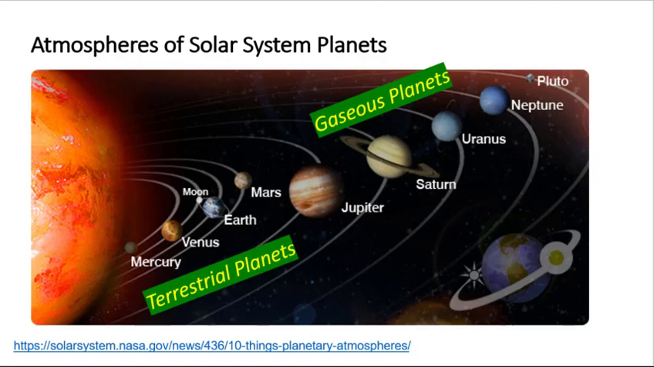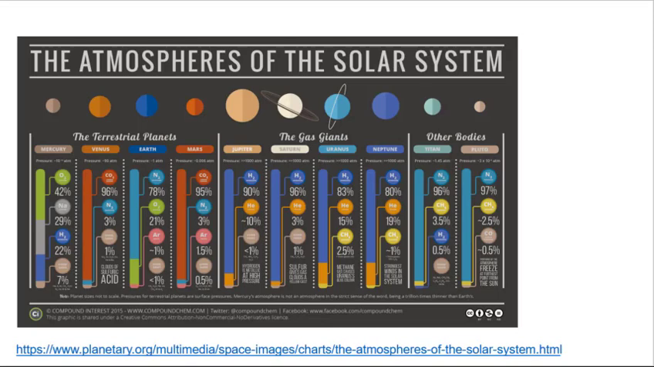Concerning the planets of our solar system, their atmospheres are all much different than Earth's. Mercury, Venus, Earth, and Mars have solid cores and are called terrestrial planets. The outer planets, except Pluto, are gaseous, called gas giants. We can discuss the atmospheres of gaseous and terrestrial planets separately.